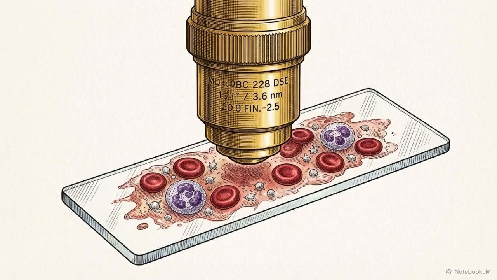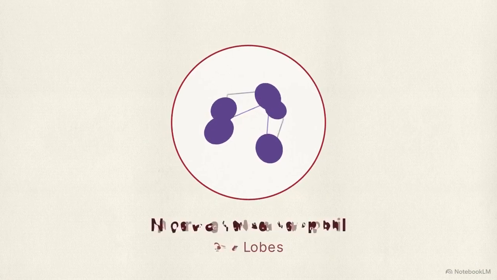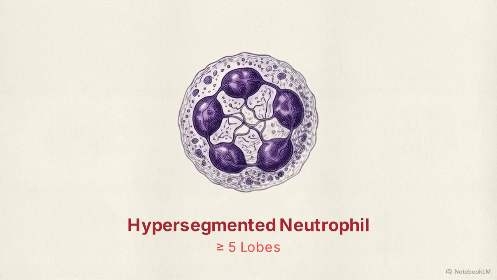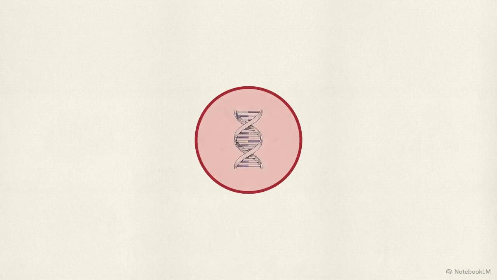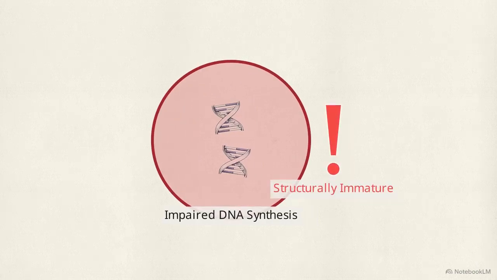Moving to the leukocyte cell line, we examine the internal structure of the white blood cells, starting with the mature neutrophil. This schematic shows a normal neutrophil cell. A healthy neutrophil features 3 to 4 distinct internal lobes, connected by thin chromatin threads. The strict threshold for abnormality in a neutrophil is the presence of 5 or more distinct nuclear lobes. This presentation defines a hypersegmented neutrophil. It is a highly sensitive marker for megaloblastic processes. Megaloblastic processes are conditions where impaired DNA synthesis leads to the production of abnormally large, structurally immature cells.